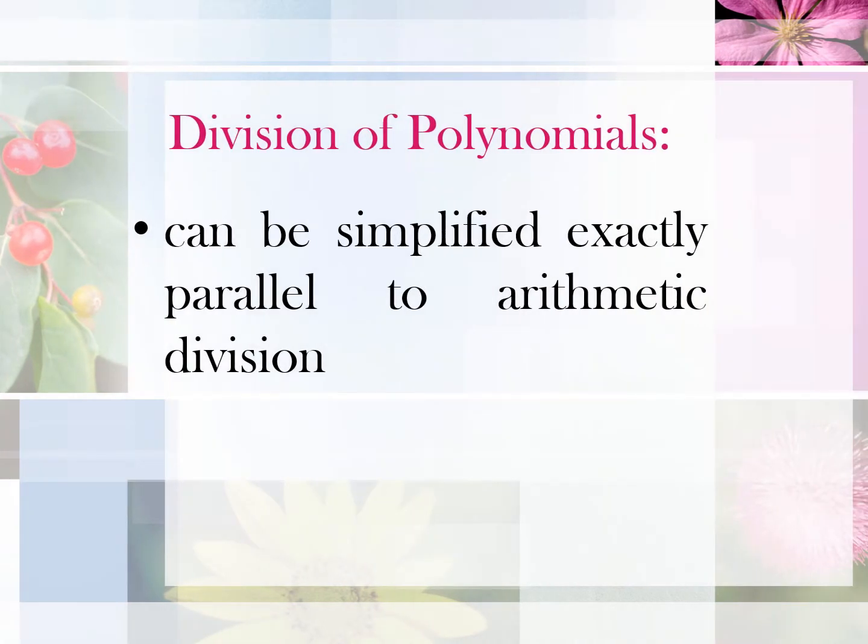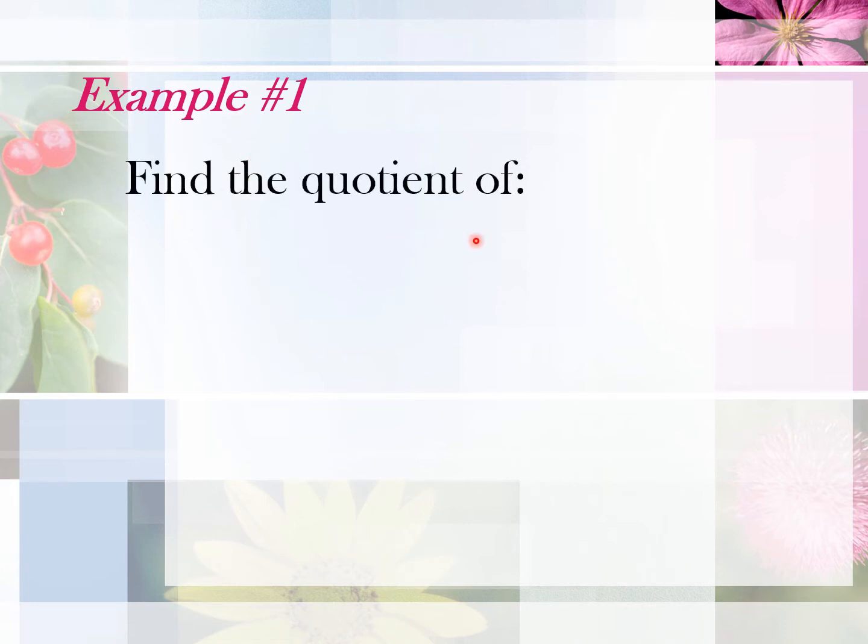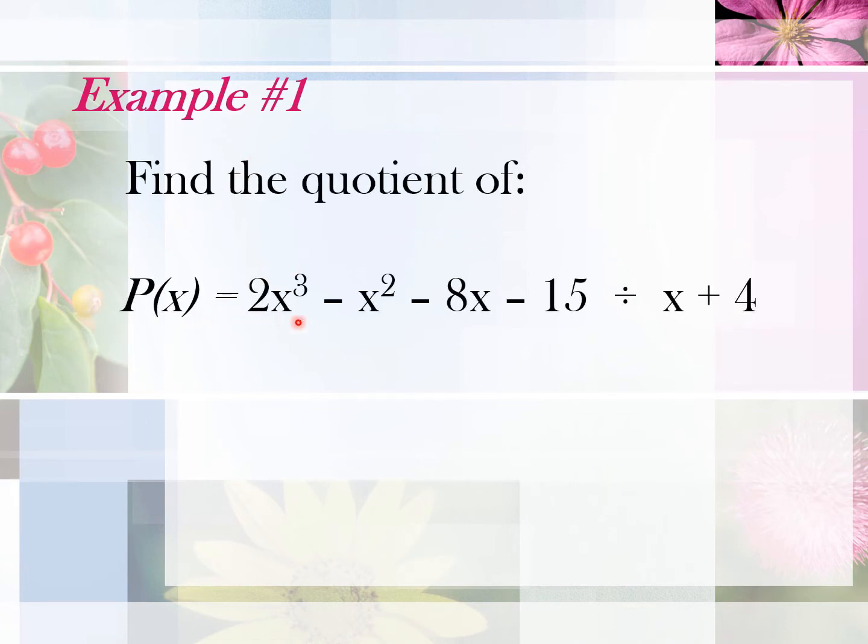So now, ready na tayo sa pag-divide ng polynomials. Sa pag-divide ng polynomials, we can be simplified exactly parallel to arithmetic division. Yung ginagawa nating usual na pagsosolve sa long division natin sa arithmetic. Parang numbers lang din yung i-divide natin. Ganun din lang ang magiging proseso natin later on. Let us proceed to example number 1. Find the quotient of p of x equals 2x cubed minus x squared minus 8x minus 15 divided by x plus 4. So, polynomial divided by a binomial.